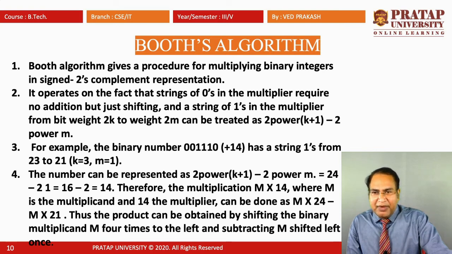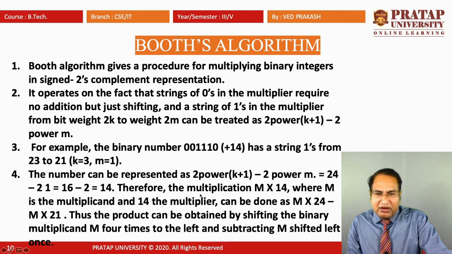So, for example, the binary bits 001110 denote positive 14, which has a string of ones from 3 to 1. So the value of k is 3 and the value of m is 1. So the number can be represented as 2 power k plus 1 minus 2 power m. Using 2 power 4 minus 2 power 1, it denotes 16 minus 2, which is 14. So that denotes the magnitude of this number.